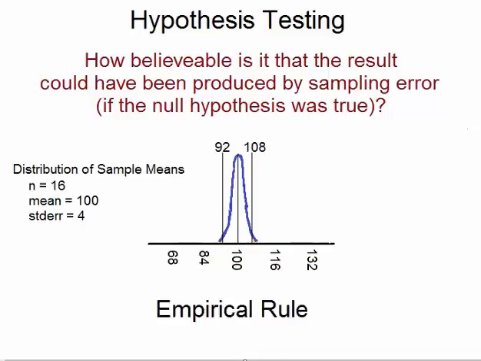Based upon the empirical rule, we expect approximately 95% of the population to be within 2 standard errors of the population mean. If you were to get a sample mean that fell outside of this range of 92 to 108, then that would be a sample mean that would be unlikely to be the result of just sampling error. And the probability of a sample mean falling outside of that range of 92 to 108 would be approximately 5%.